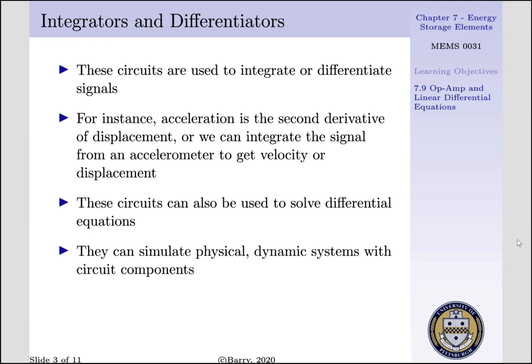For instance, acceleration is the second derivative of displacement. So we can integrate the signal to get velocity, or integrate it once more to get displacement. Conversely, we could take displacement and differentiate that signal to get velocity, and differentiate once more to get acceleration. The differentiation process introduces a lot of noise into our system, and thus integration is preferable. These circuits can also be used to solve differential equations, and they can simulate physical dynamic systems.